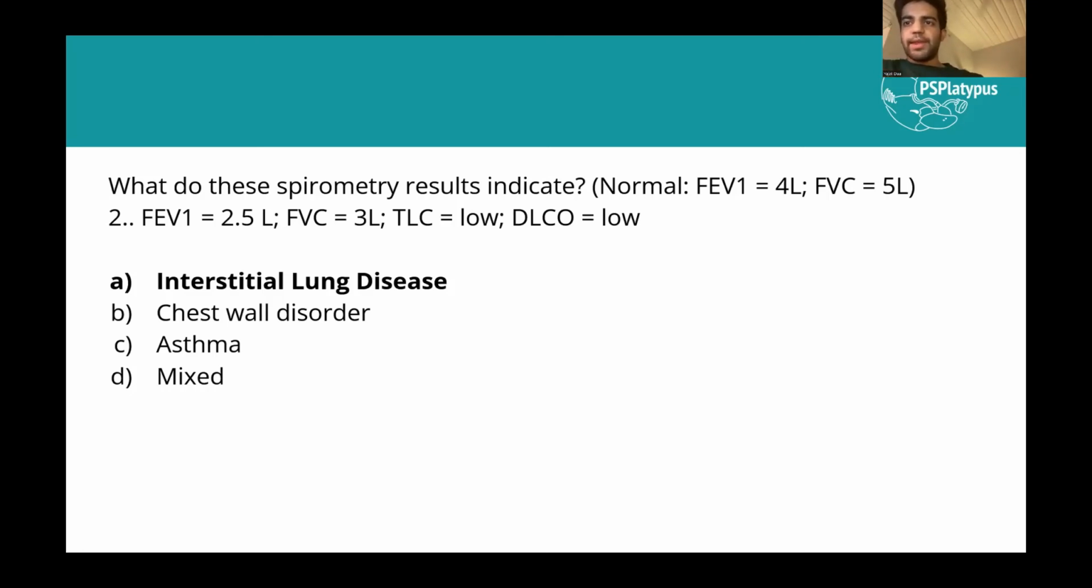And then you look at DLCO, because the difference between interstitial lung disease and chest wall disorder, they're both restrictive. So how do you differentiate between them is that ILD will have a decrease in the oxygen diffusion across the alveoli, while chest wall disorder won't. And so the fact that DLCO is decreased is what then makes you eliminate B and gets you back to A. All right, next slide, please.